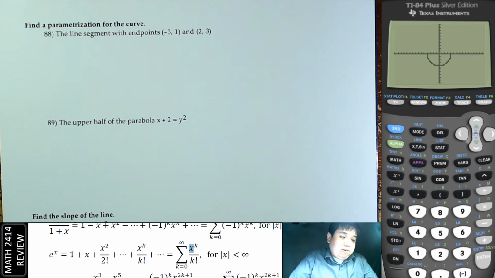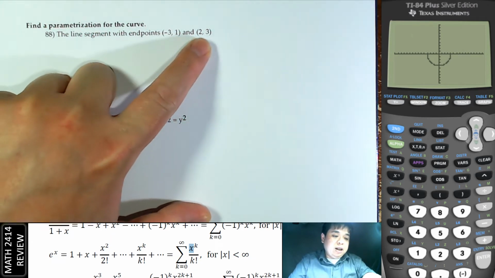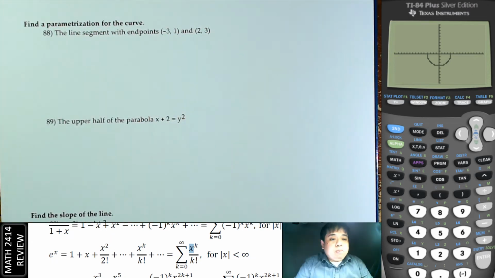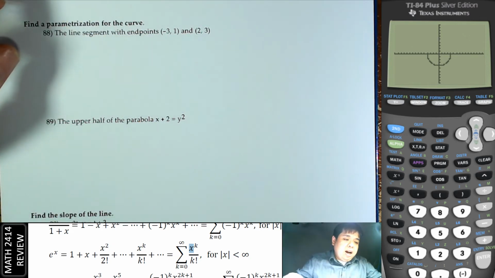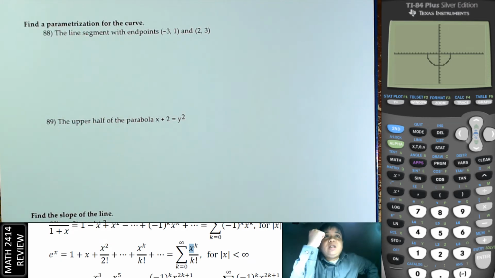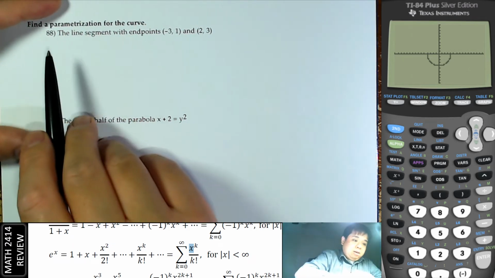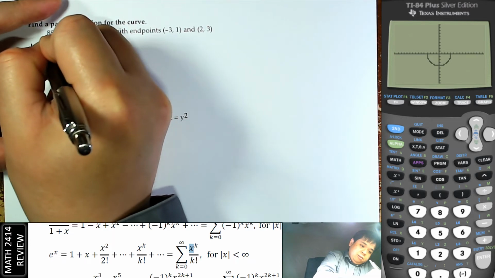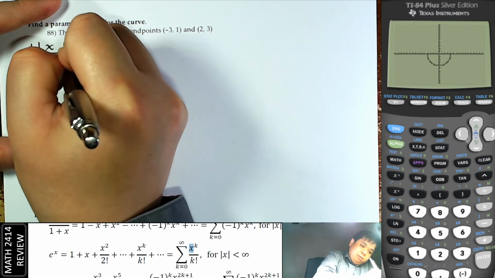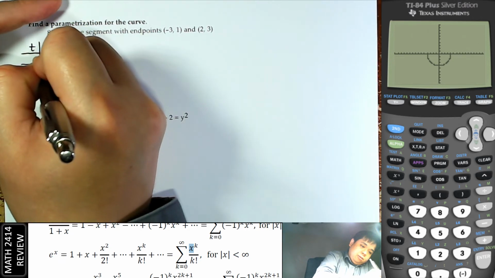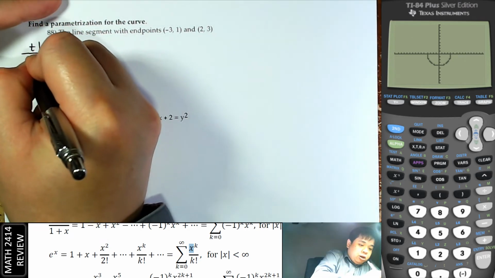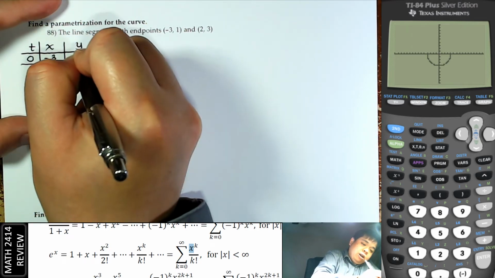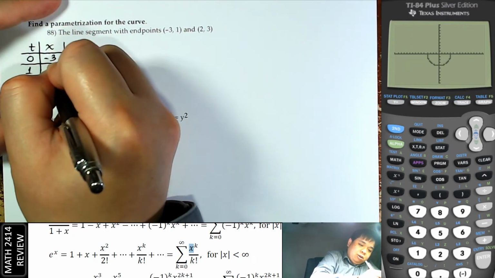Now, the parameterization for the line segment, where the endpoints are here and there. We talked about the parameterization of a circle in class. For this, it is much better for the line segment: we just say from t equal to 0 to t equal to 1. For that problem, I will make a table like this. When t equal to 0, we have the point -3 and 1. When t equal to 1, we have the point 2 and 3.